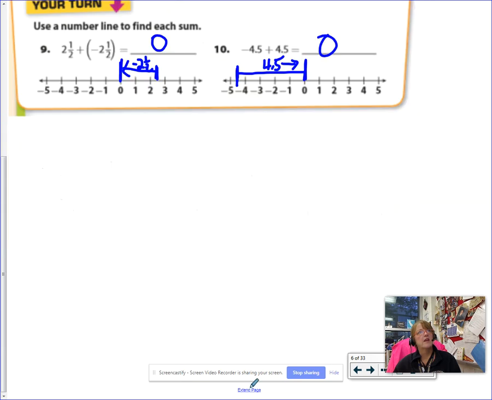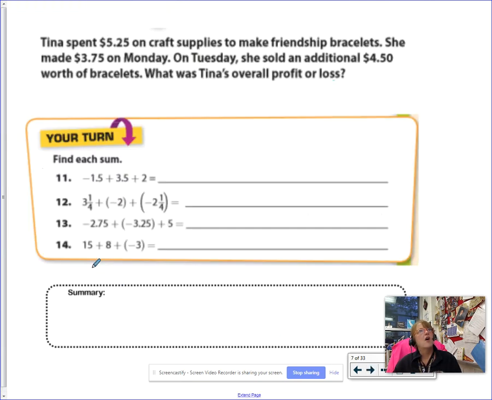Okay, I think you are about ready. Oh, we had a couple more. All right, work through these, see what you come up with. She spent 5.25. She made, that means she earned 3.75. And then she sold an additional 4.50. That would be positive. What is her overall profit or loss?